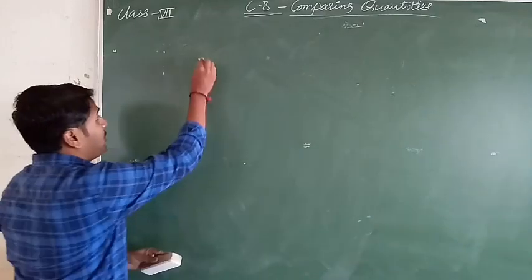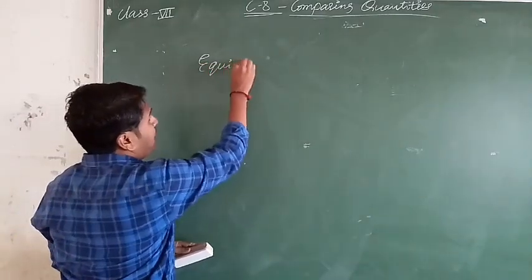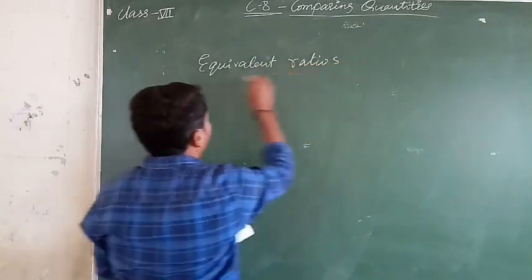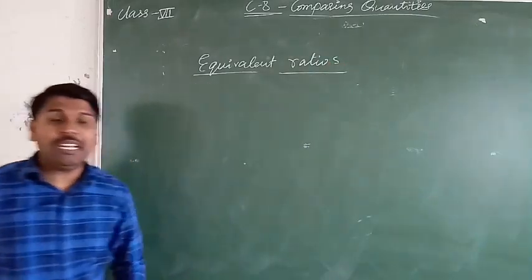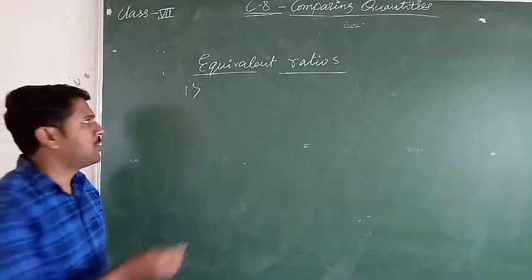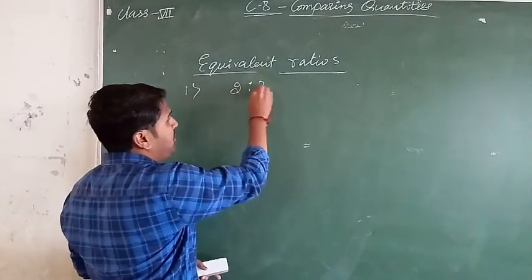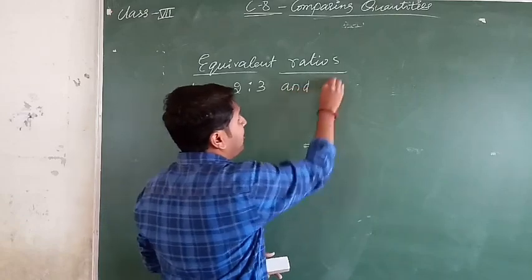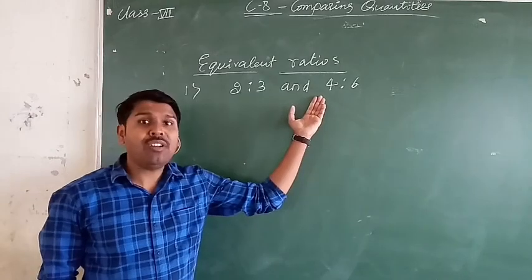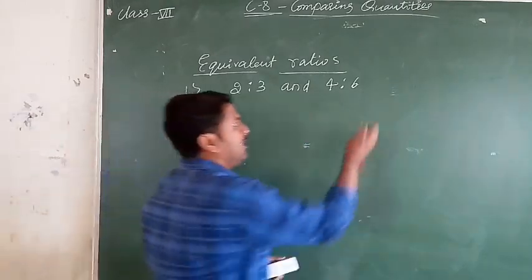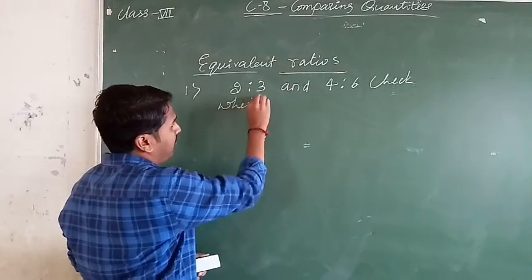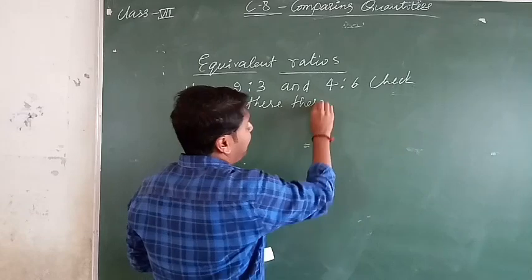Next, equivalent ratios. How to find out the equivalent ratios? See here first, 2:3 and 4:6. Check whether these are equivalent or not.